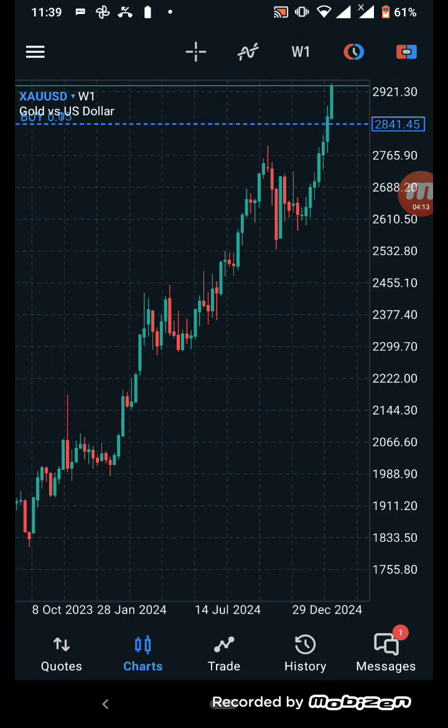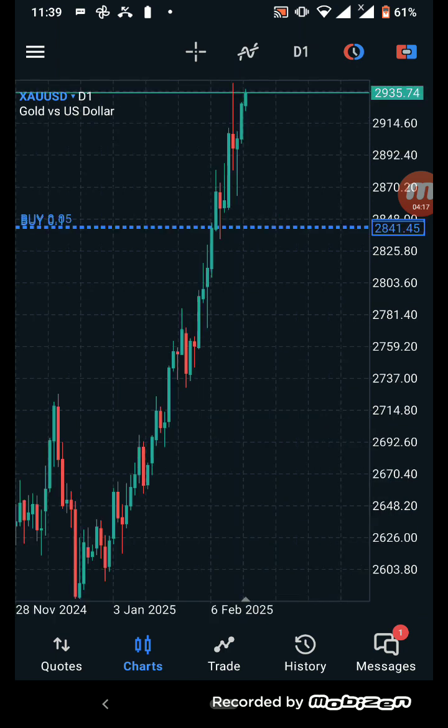So as you can see on the weekly chart, the graph was going up. When you look at the daily chart, the graph was going up, right? So buyers dominated the market. So we had to buy. I had to buy. Because if you sell when the buyers dominate the market, then you're going to lose your money. So I entered this trade because the buyers dominated the market. The graph was moving upwards.